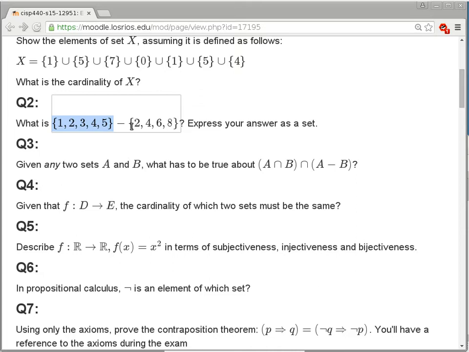Now, only if all questions in the exam are like this. I mean, this is like, wow, that's easy.